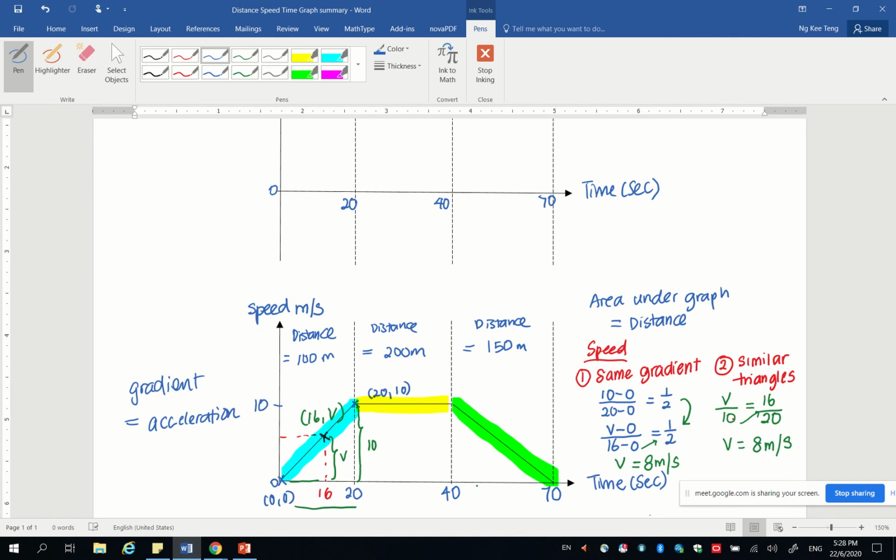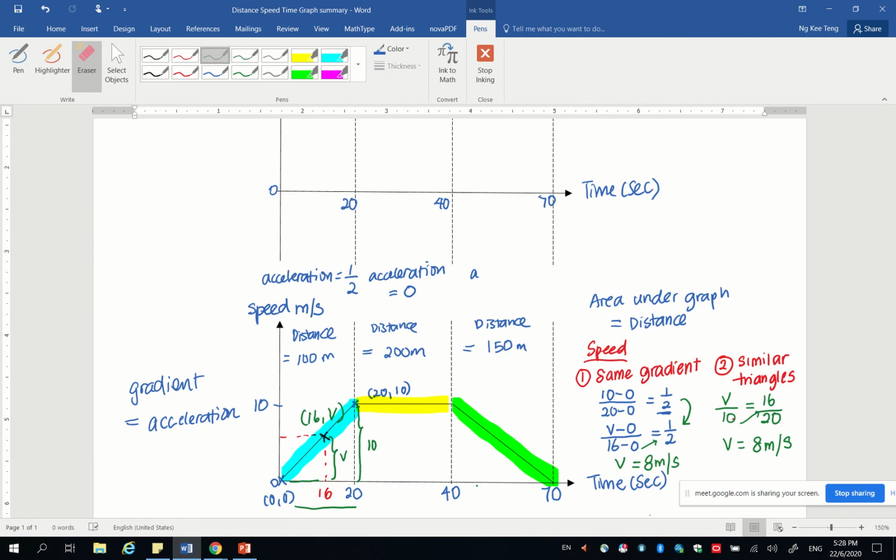Can you find the gradient for the first portion? The first portion here, the gradient, the acceleration is 10 divided by 20, which is half, right? So this is a positive acceleration. But at the middle yellow color portion here, is there any acceleration? No, don't have, because it's constant speed, right? So don't have any acceleration. What about the last portion? The acceleration is negative? Yes, the acceleration is negative because it is deceleration, right?